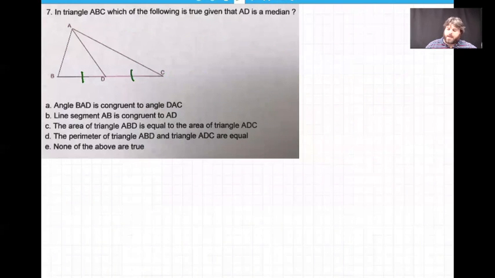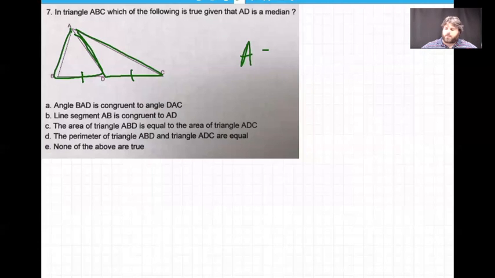What about line segment AB is congruent to AD? Do we know that these are the same? I don't think that we do. So we can't really say that if we're not sure. See, the area of triangle ABD is equal to the area of triangle ADC. That's saying the area of this triangle is equal to the area of this triangle. Well, think about the formula 1/2 base times height. This is the first base and this is the second base. Those are equal, okay? So it's almost like the area of triangle 1 versus triangle 2.